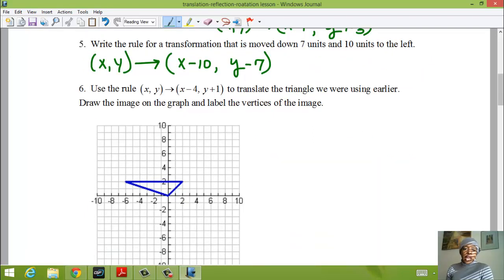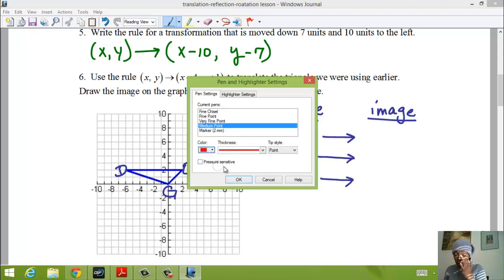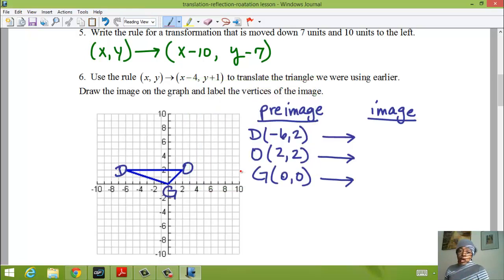We're going to now use this particular rule to translate the triangle we were using earlier. I'm going to draw the image and label the vertices. First thing I'm going to start off by doing is labeling the actual vertices of our pre-image. For this particular problem, we're going to do things in a different order. Previously, we identified our coordinates for our pre-image. Then I translated on the graph and then wrote the resulting coordinate where we landed. This time I'm going to use the rule to determine what the coordinates will be and then just plot those coordinates.